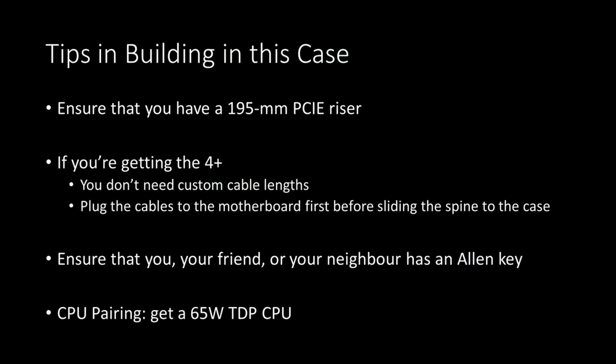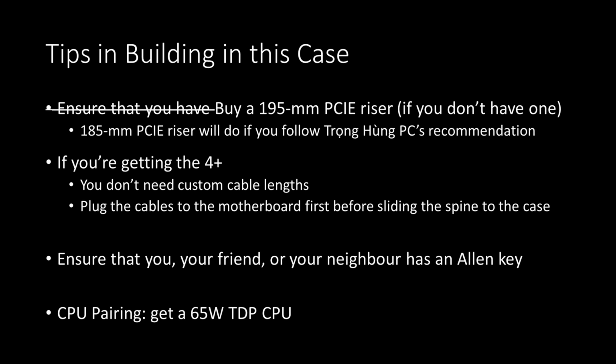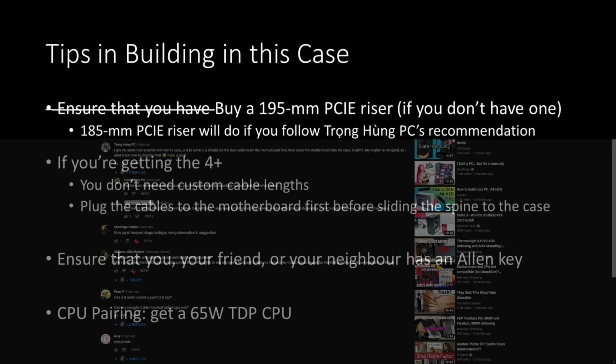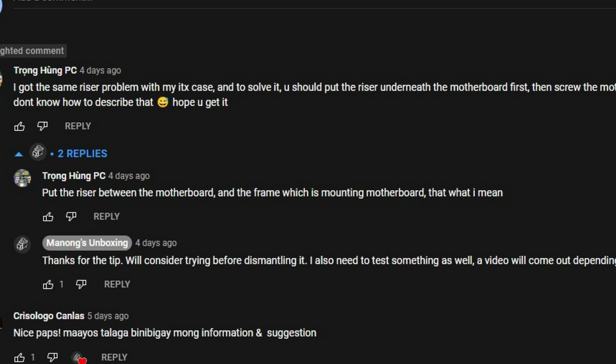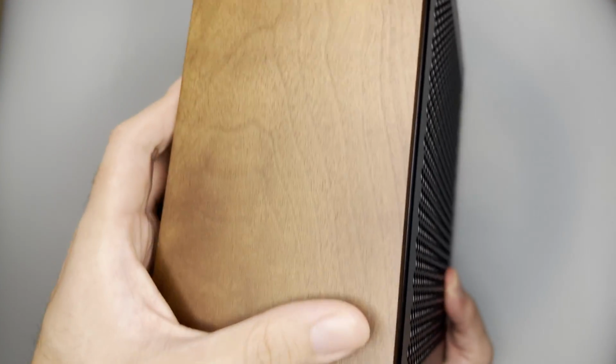As to update my tips for this case, you no longer need to ensure that you have a 195mm PCIe riser. If you have a 185mm PCIe riser, then you can follow Chong Hong PC's recommendation as a workaround. You can then save money rather than spending for a new PCIe riser. I guess that's it for now. I hope you like this update on my build and on how low profile cooler orientation affects thermal performance.